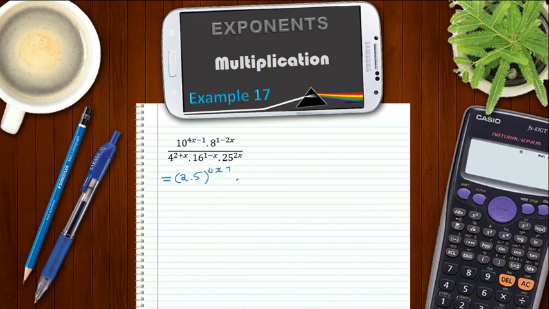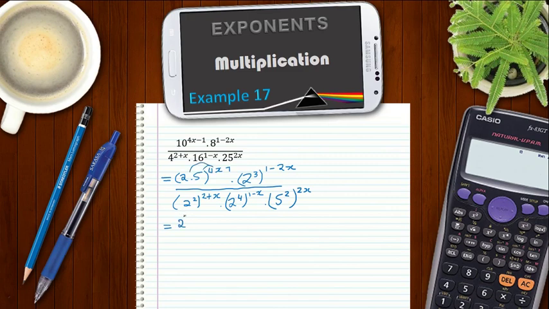4x minus 1 times by 2 to the power of 3 to the power of 1 minus 2x over 2 squared to the power of 2 plus x times by 2 to the power of 4 1 minus x times by 5 squared to the power of 2x. Alright, now the next step was to multiply in the exponent. So this exponent goes to each and every base. So let's start with doing that.